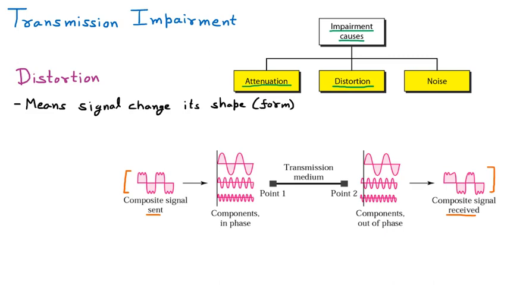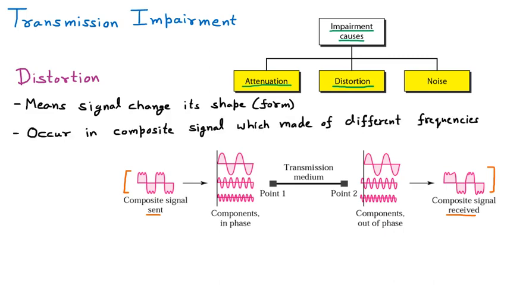Now why does this happen? Why does the shape change? This is because of propagation speed. First of all we must know one thing: the shape change, or distortion, happens in a composite signal. That's why we can say that it occurs in a composite signal made of different frequencies. Here you can see that this composite signal is composed of many signals. The signal which we are sending is actually a combination of multiple signals. So this signal is made from three signals: signal 1, signal 2 and signal 3.